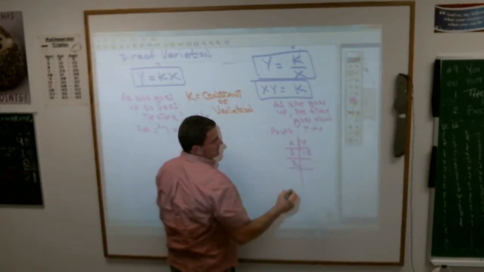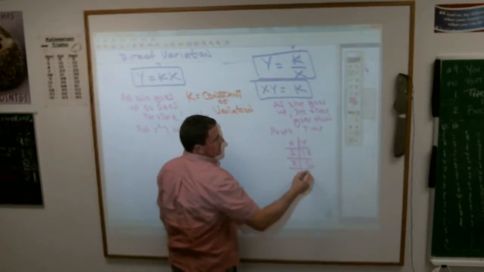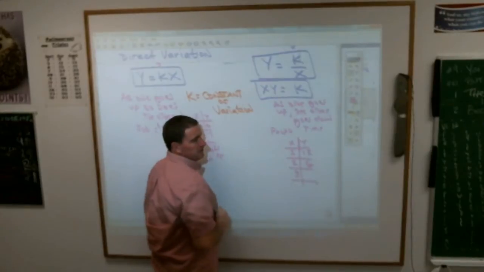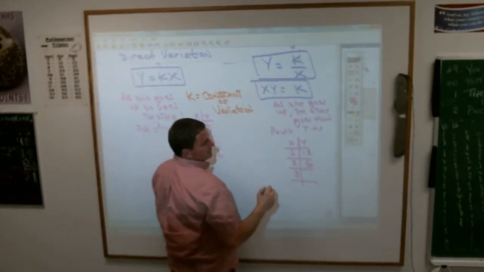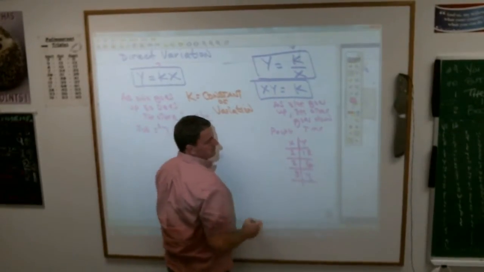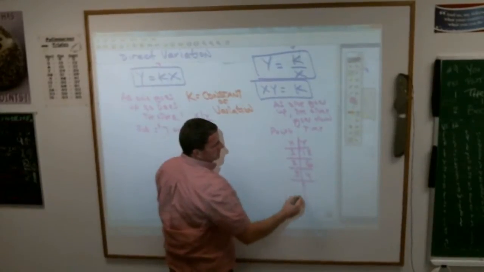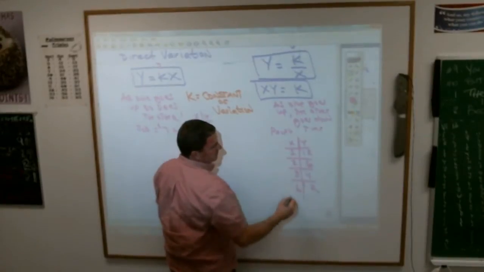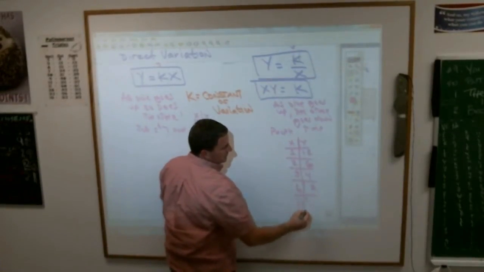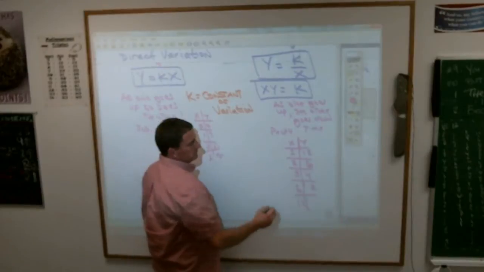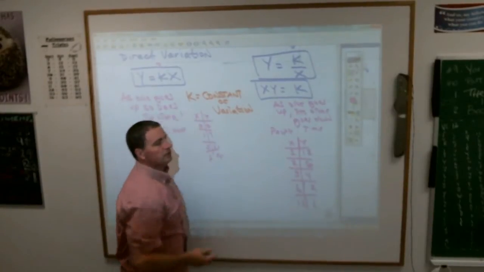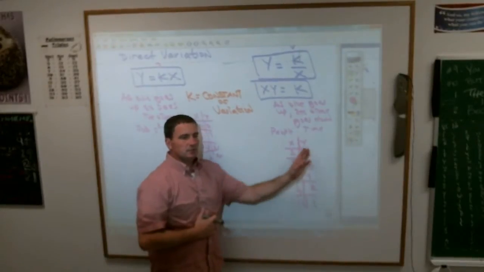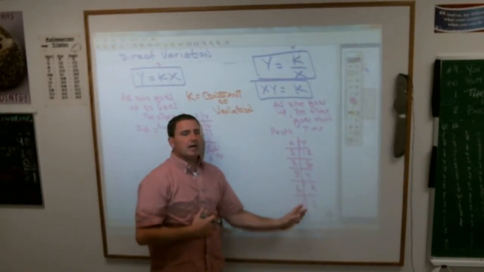Two people can do the job in 6 hours. 3 people could do the job in 4 hours. 6 people can do the job in 2 hours. 12 people could do the job in an hour. Inverse variation. The more people you have, the shorter amount of time it takes to do the job.